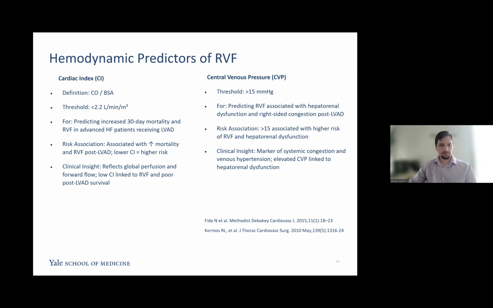These ones I just added because a lot of the studies sometimes try to incorporate them, but it makes sense that if the LVAD is working and your cardiac index is still low, most likely your problem is with the RV. And central venous pressure tends to be self-explanatory. If the RV is not moving blood forward, that will increase.